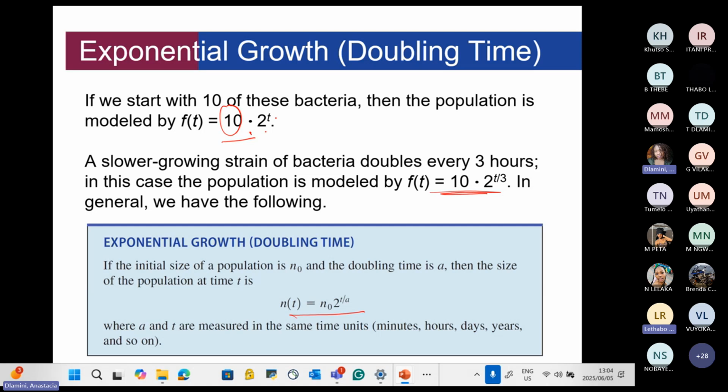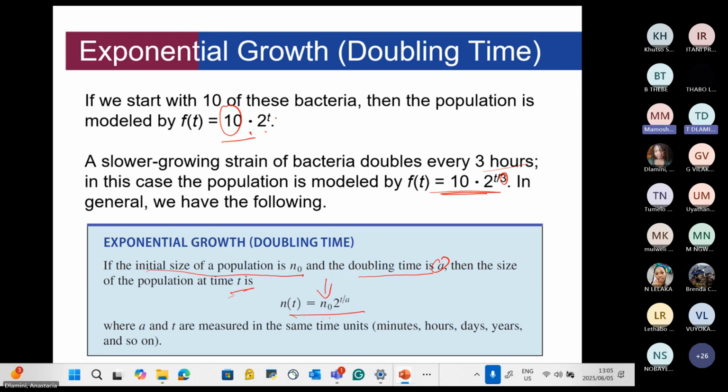If the initial size of the population is N0, so this is when you start with the bacteria or babies or population or cows or donkeys or whatever. And the doubling time, in this case 3 hours, that's why we divide by 3. The doubling time is a. Then the size of the population after time t is N of t equals N0 times 2 to the power of t over a, where a and t are measured in the same time unit, whether it's minutes, hours, days, years, or so on. Are we all together, yes or no?